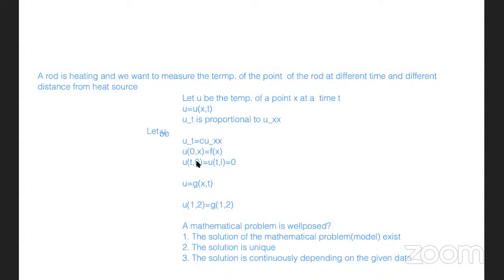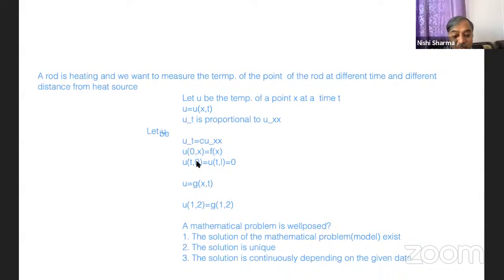Sir, then how can we say that the temperature is 0 at that position? No, but we have to. What I am saying is that to have a unique solution, we need to specify the three conditions. So how can we specify the conditions?